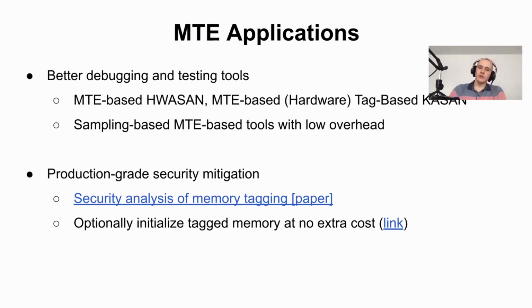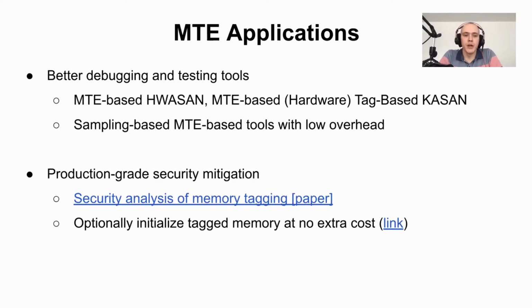If you think about it, we have 2 different applications for MTE. The first one is that we can make better and faster debugging and testing tools. For example, right now we have a software implementation, KASAN, and we can change it to depend on MTE. It's still going to be a debugging tool, but instead of relying on software, it's going to use the hardware, which is going to be faster. The same thing we can do for our sampling-based tools, for example. The second application is using MTE as a security mitigation, and it can be used in the kernel and in user space.